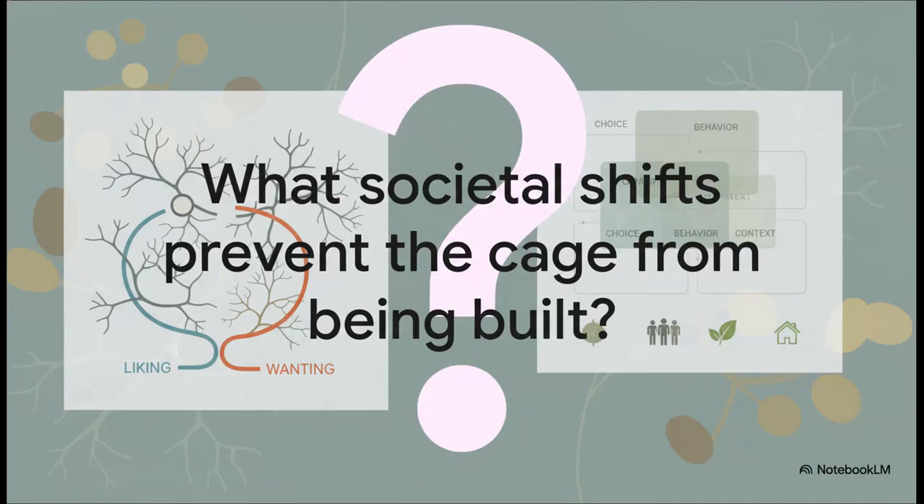Which leaves us with one really big, provocative question to ponder today. If addiction is genuinely an adaptation to our environment, to our dislocation, and to our trauma, what shifts must we make in our society to prevent the cage from being built in the first place? It's not just about treating the individual anymore. It's about evaluating the systemic stressors that are driving addiction in our modern world.